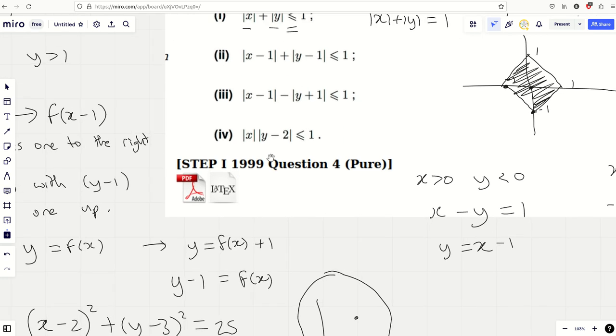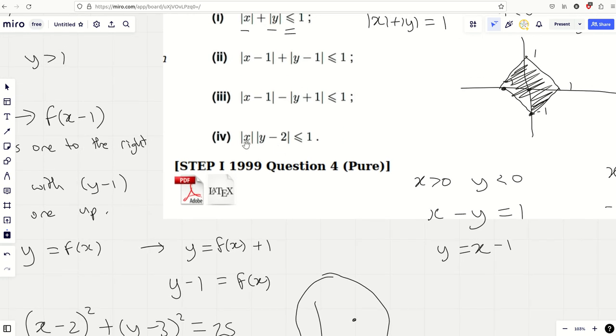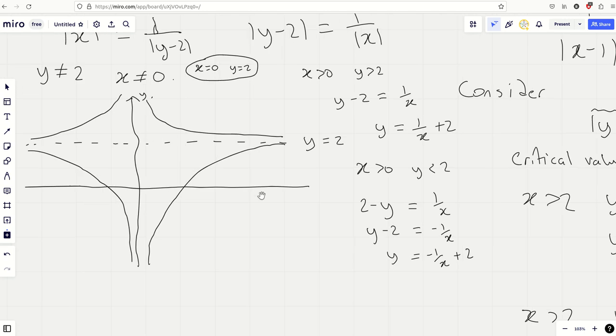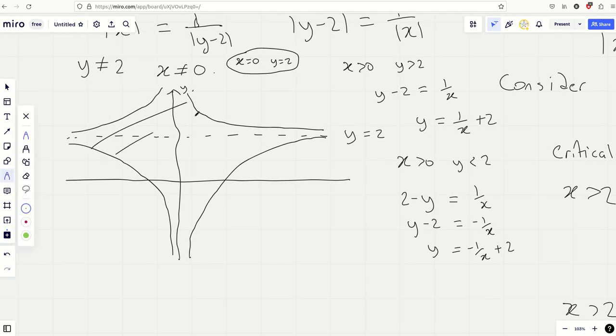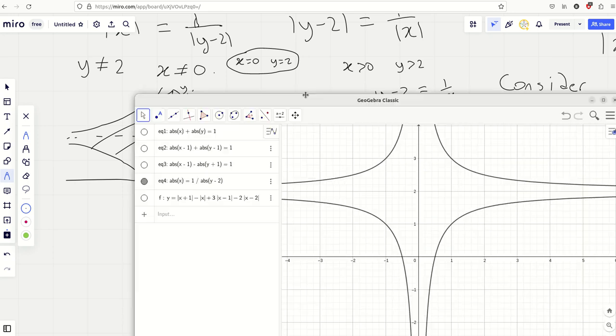Well, let's just take the origin once again. If you had 0 times 0 minus 2, well, you've got 0 times positive 2, which is 0. Is that less than or equal to 1? Yes. So we want this region, yeah? The region right in it. Let me show you a picture of it on GeoGebra, what it looks like.